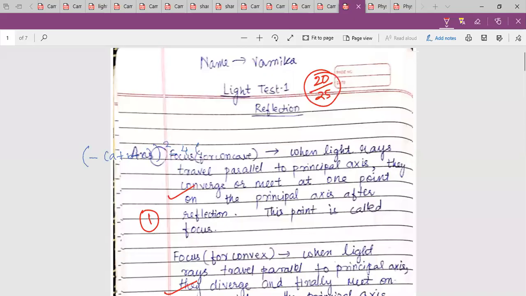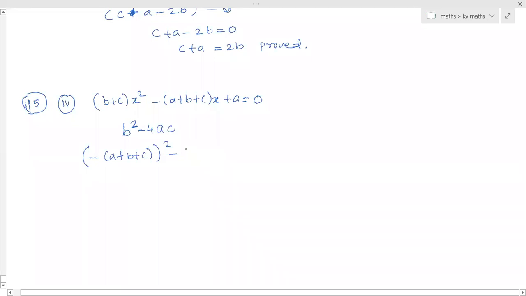4 into bracket B plus C into A is equal to 0. So it is A plus B plus C whole square. Minus's square will be positive. So it is A square plus B square plus C square plus 2AB plus 2BC plus 2CA. Then minus 4AB, minus 4AC. Sorry, it's not 0. We have to calculate what is that value.